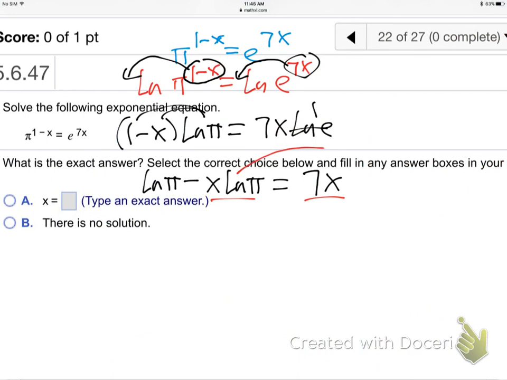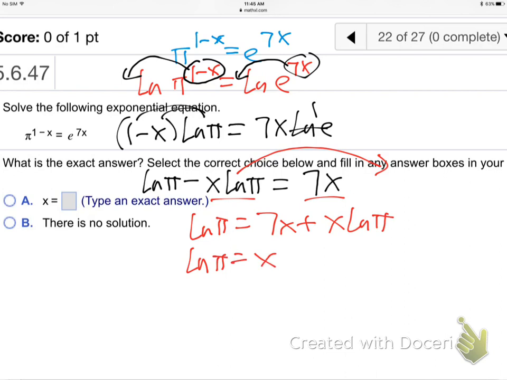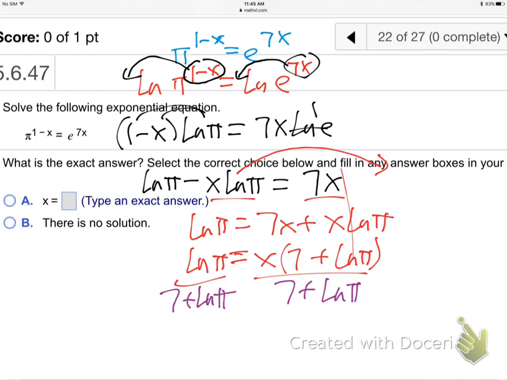So get these x's on the same side, jump this over here, get both of those on the same side, plus x ln pi, and then factor out the x, like that, and divide both sides there by 7 plus ln pi. Boom, x is ln pi over 7 plus ln pi. We always have to divide by whatever is next to x. That's our answer. Can I cancel these ln pi's? No, because of the plus sign, the glue. So there we go.